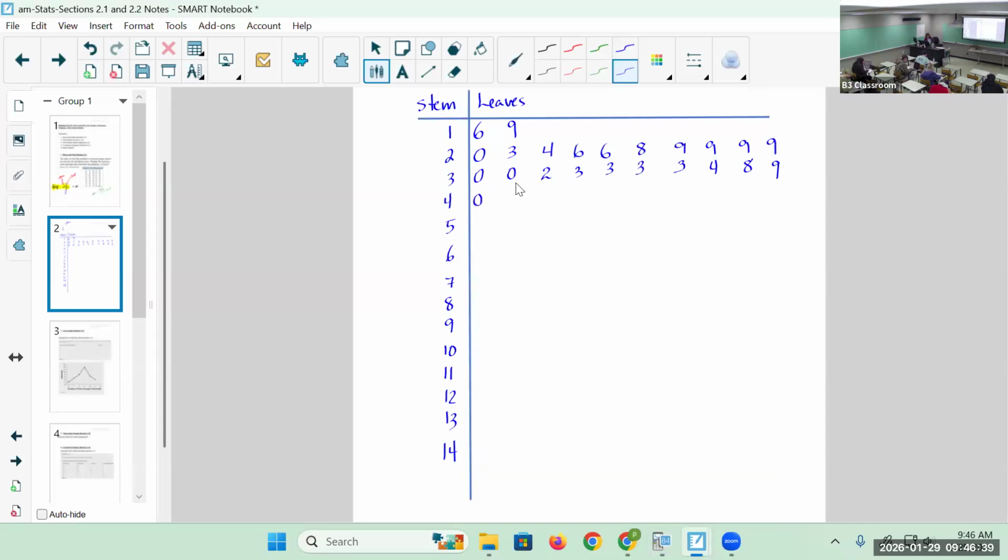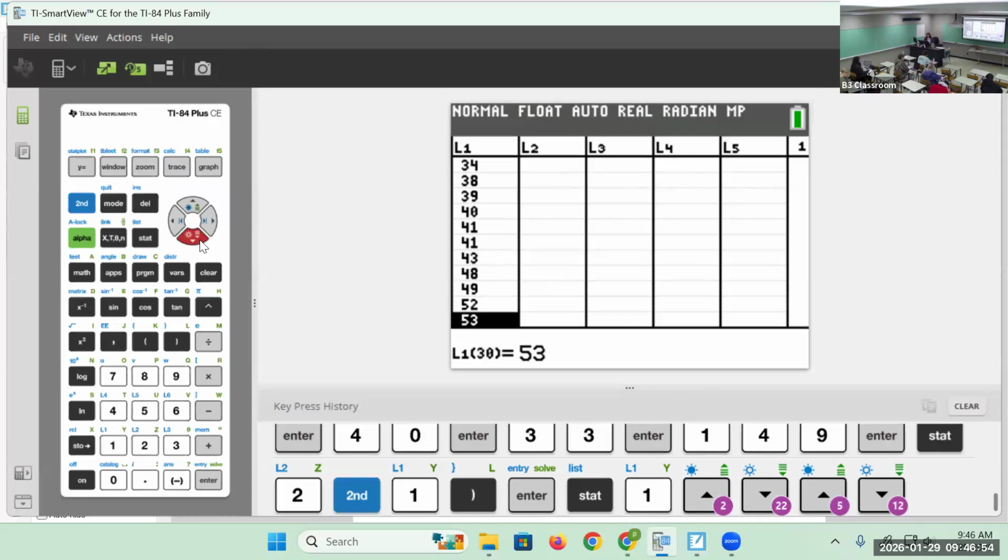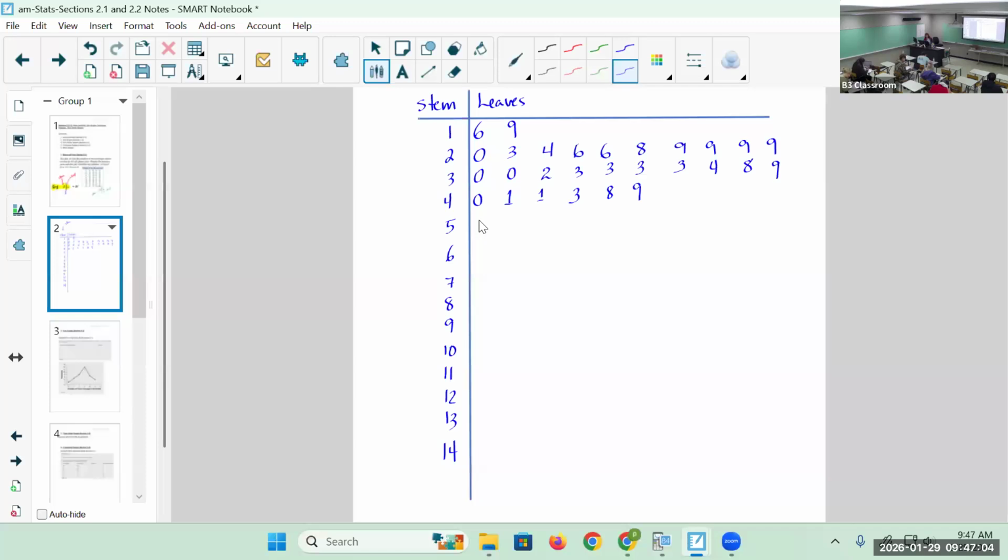And it's 40, 2 41s, 143, 148, 149. So now I'm gonna look at the 50s, and I have 4 that have 50s, starting with 52, 53, 56, 58. Any questions about what we're doing?